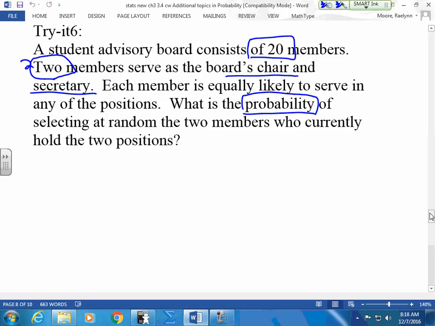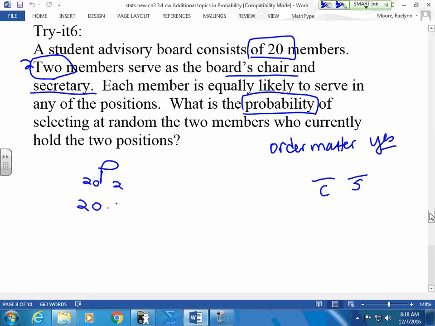So ask yourself first, does order matter? Yes, I'm getting a yes, because we have a chair and we have a secretary. So if order matters, is it a P or a C, Stephen? It's a P. Good. How many do you have to choose from? 20. How many do you want? 2. So this is 20 times 19. So it's probably 3,800, right? Is that a probability?